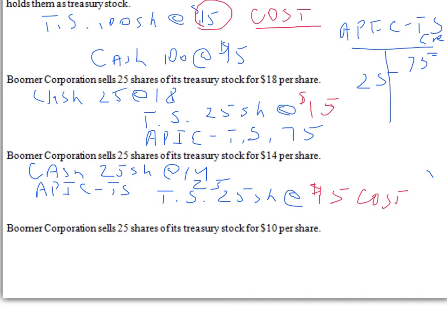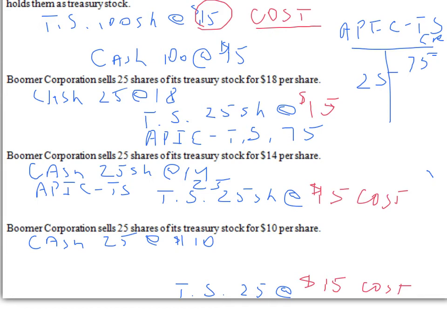Again, we got cash. I'm going to go ahead and debit cash, 25 shares at $10 a share. I still sold Treasury stock, and it's again 25 shares. Now you help me out. What shall I put? Remember that cost. It's cost method, so I will write down $15 cost. Okay, moving right along.